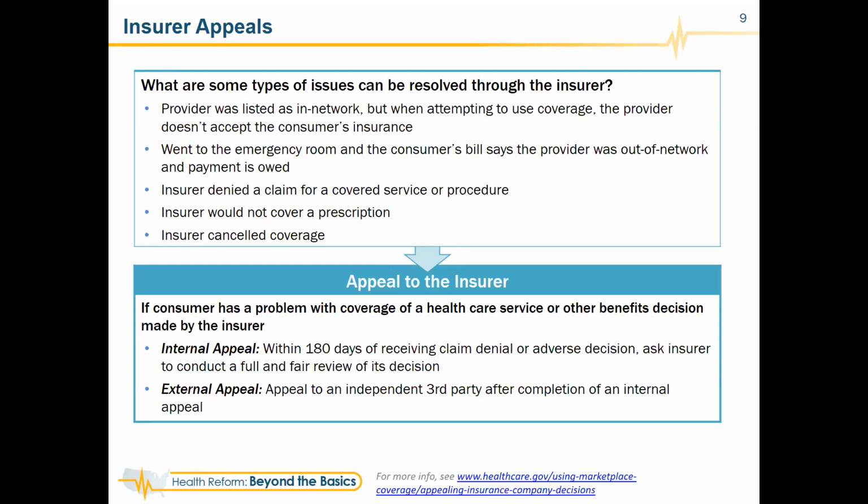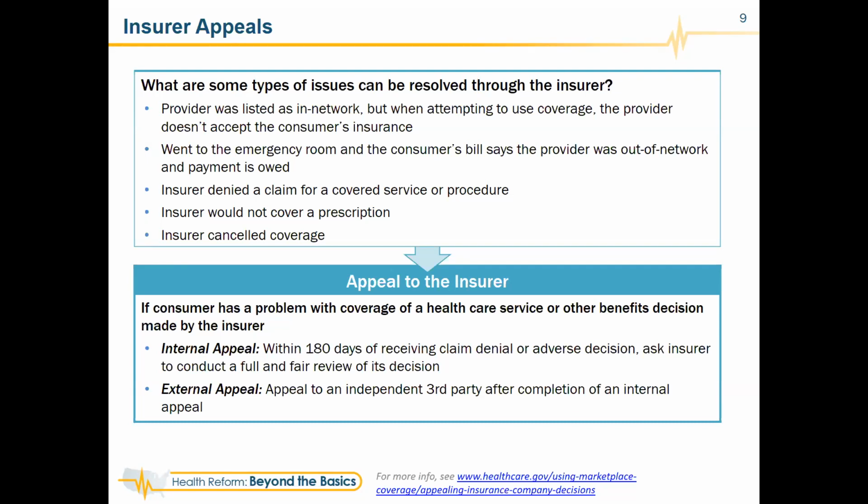So, for example, once an individual is enrolled in a qualified health plan, if that qualified health plan denies coverage, doesn't cover a prescription, cancels coverage, or takes other actions that the insurance company or qualified health plan itself does, those must be appealed to the insurer. And every insurer is going to have a process for taking in complaints and appeals and then addressing them. If the decision that's ultimately made by the insurer is not in line with what the consumer thinks his or her rights should be, then there often is an external appeal opportunity.